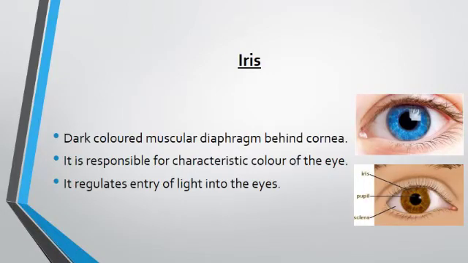Next part is the iris. Behind the cornea, a dark colored muscular diaphragm is present that is called the iris. It is responsible for the characteristic color of the eye. Look at the pictures given on your screen. You can see a blue colored eye and a brown colored eye. This is because of the iris. You can see the iris that is present in the eye. So you can check the color of your eye by the color of the iris. And its other function is that it regulates entry of light into the eye.